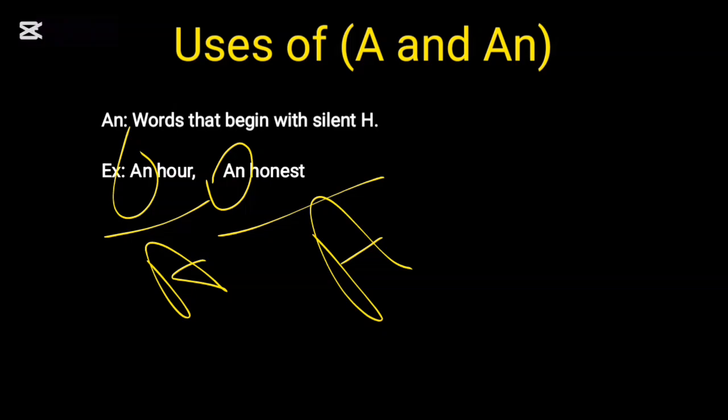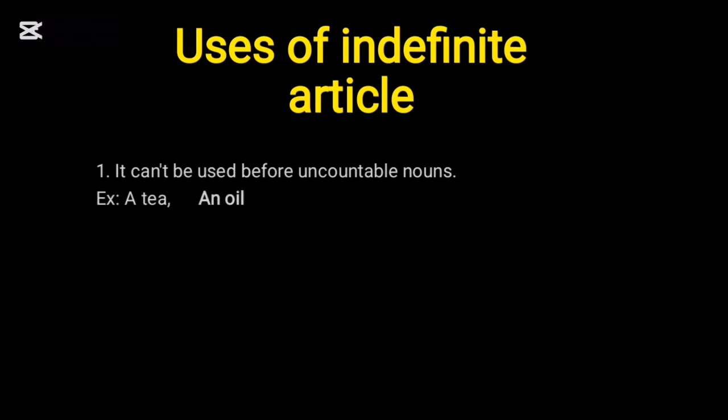You can find many more examples as well as uses of the indefinite article. If you know the uses of the indefinite article, comment it. It can't be used before an uncountable noun. At first I mentioned that it is used before a countable noun. For example, if we say "a tea", it is wrong. "An oil" is also wrong. We cannot say "an oil" because they are uncountable.